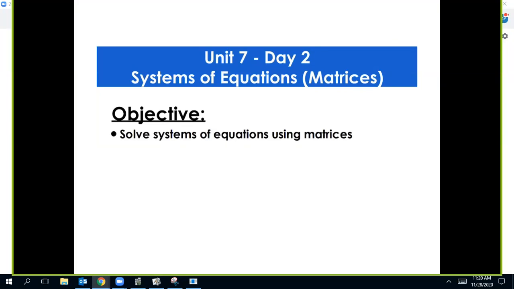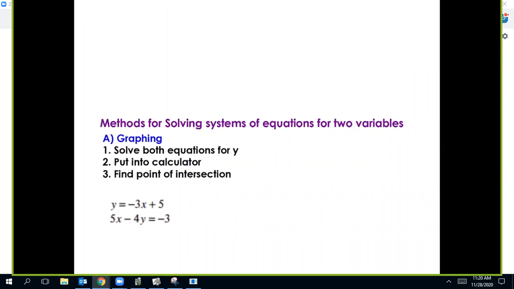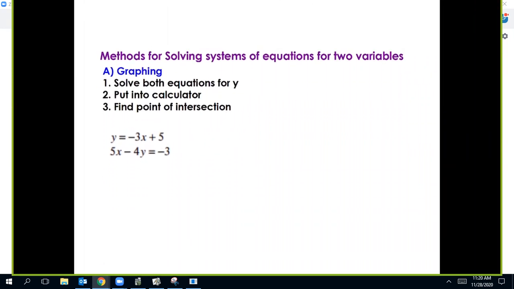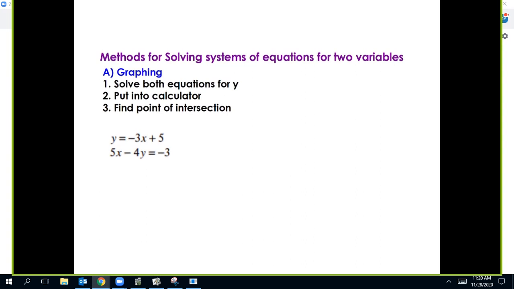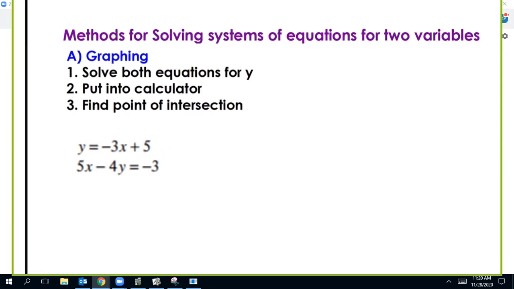Hi everyone, today we are going to solve systems of equations using matrices, but before we do that we want to start off with just a little refresher from just solving systems in general from your previous math classes. So the first thing we have is graphing.